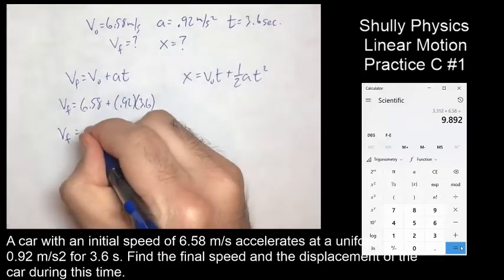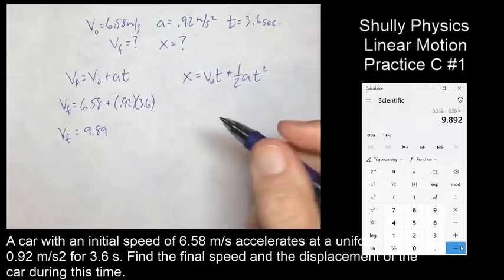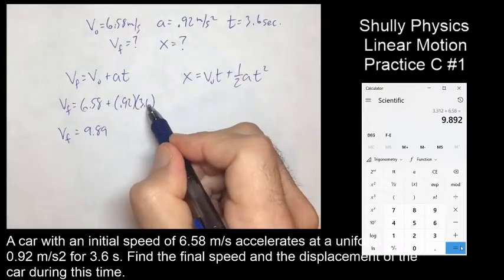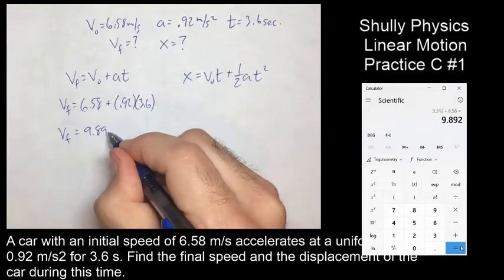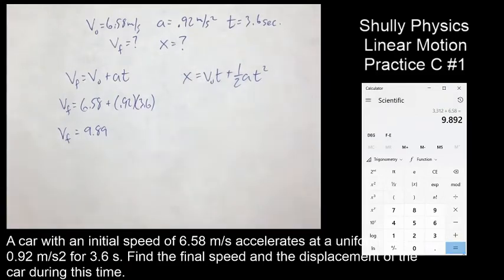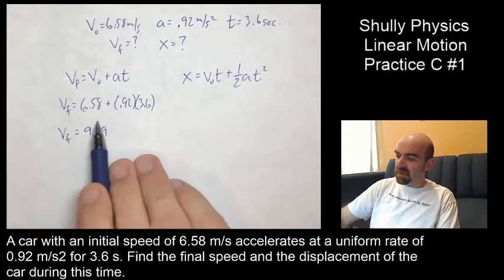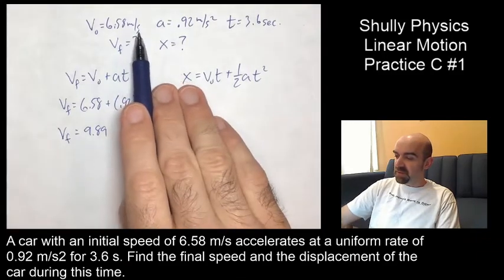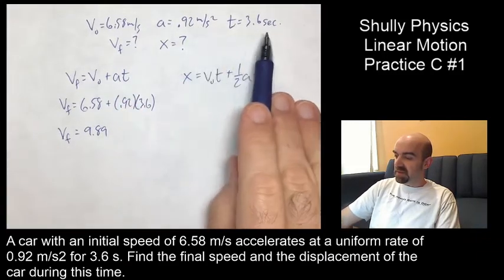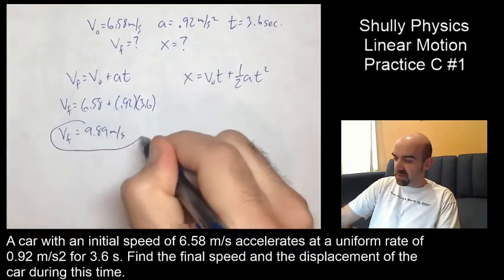9.89. I'm leaving it with 3 significant figures because I plugged in 3 here and 2 there, so we'll keep it as 3. And 9.89 what? What value is 9.89? Well, it's a velocity, and our velocity units are meters per second. We've got all meters per second and seconds, so this will also be in meters per second. There's one of the unknowns.